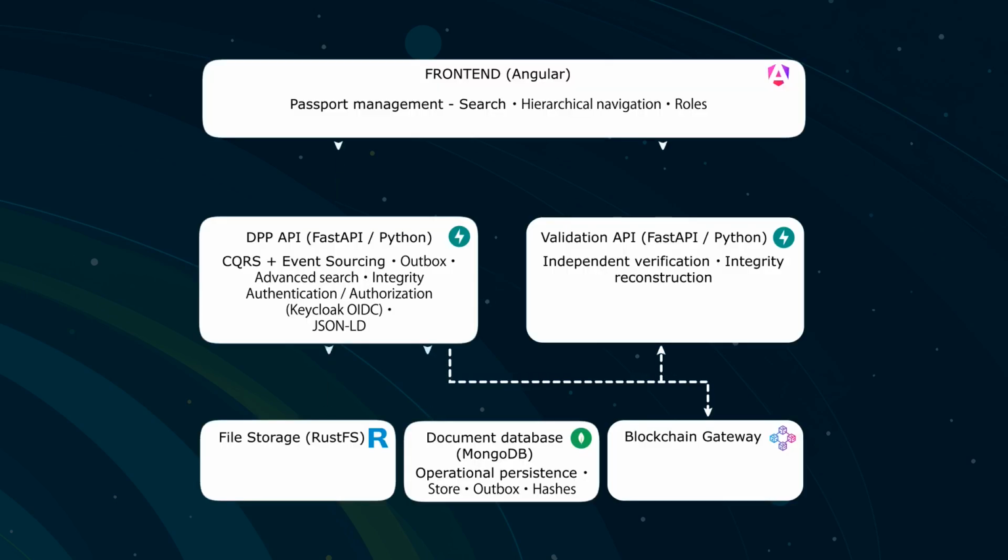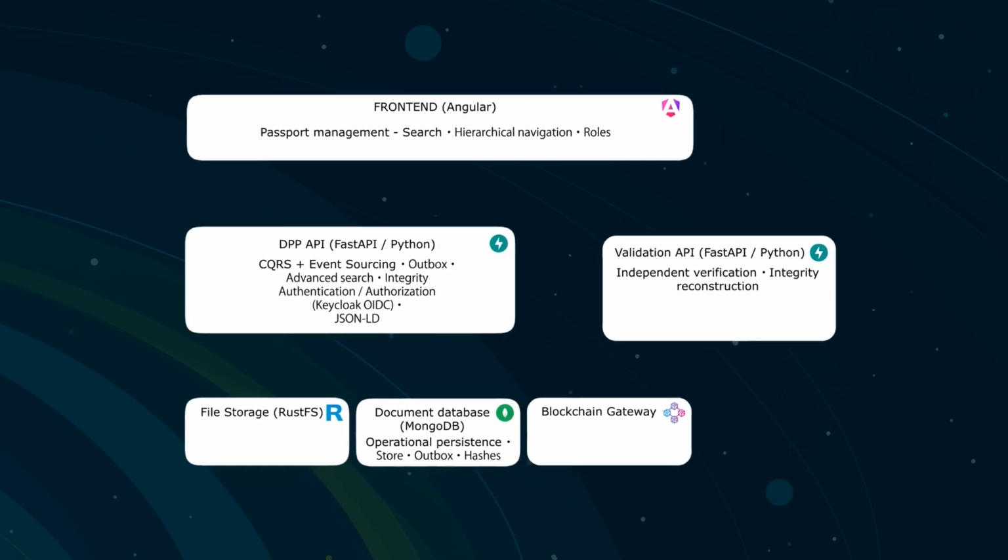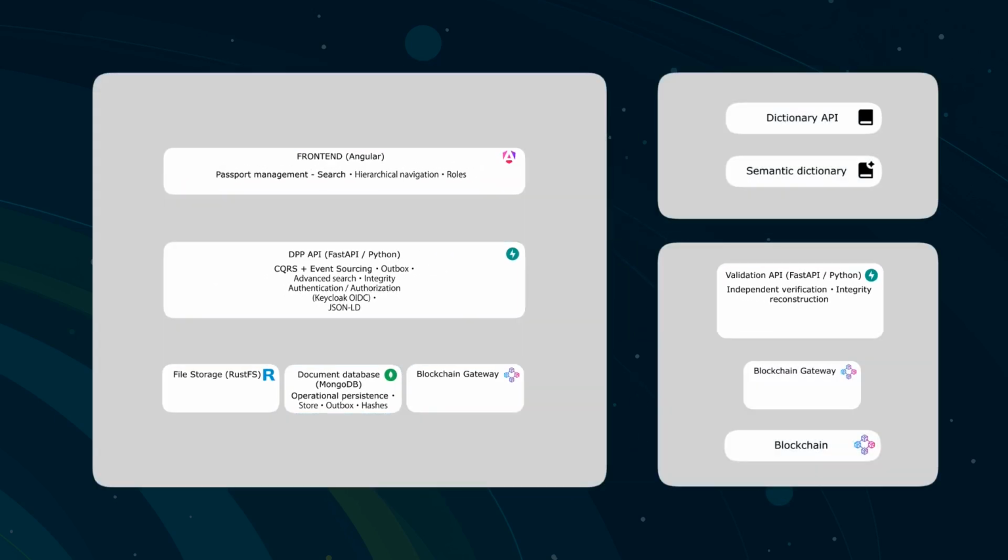Future developments will extend the architecture with blockchain integration and a semantic dictionary repository to enhance data integrity and interoperability. The validation API will be integrated with the blockchain gateway, enabling verification of DPP data against hashes stored on the blockchain. Create, update, or deactivation operations in the DPP API will publish events via Kafka, which are forwarded to the blockchain gateway to store a hash of the data.